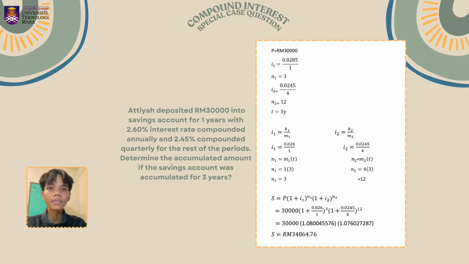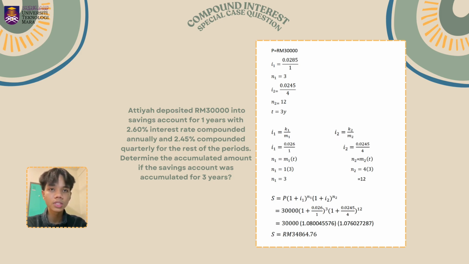Right now, we have RM30,000, which is P, principal. We have k1, which is 2.60%, and we need to convert it to decimal, and you'll get 0.026. We have m1, which is 1. And how do we get 1? It's because of the word compounded annually, and annually is equal to 1. And with that, we can find i1, where the formula is i1 is equal to k1 over m1. Insert the information, which is 0.026 over 1. We can also find n1, and the formula is n1 is equal to m1 times t. n1 is equal to 1 times 3, and we get 3 for n1.